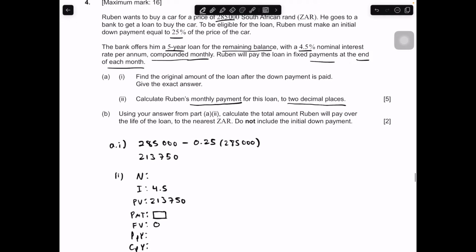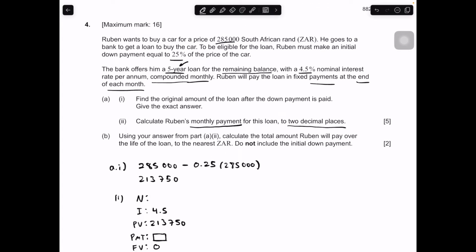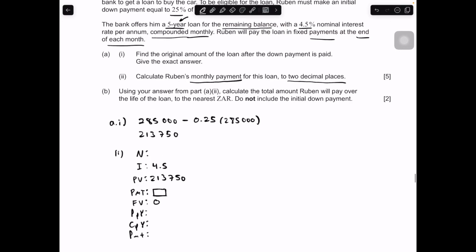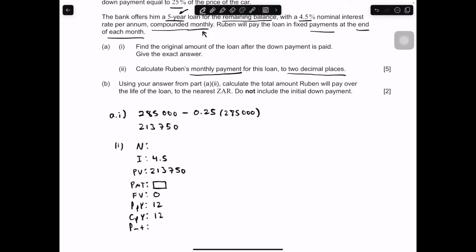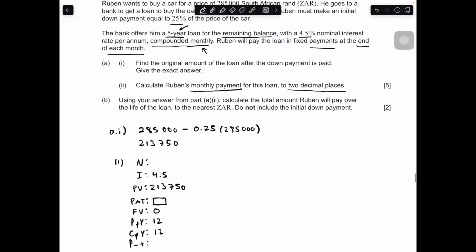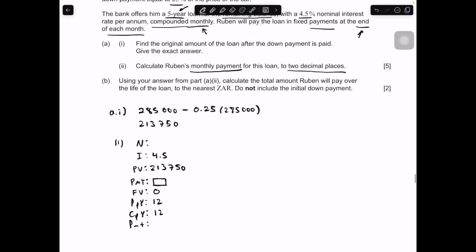and he is going to pay it off over 5 years. We'll need that. Payments per year, he's making 12 payments per year, and the compounding rate is compounded monthly, which means it's compounded 12 times a year. Payment is being made at the end of the year, and so we just need to find out the number of payments, which is linked to payments per year. So 5 years, and he's paying 12 payments every year, so this should be equal to 60.